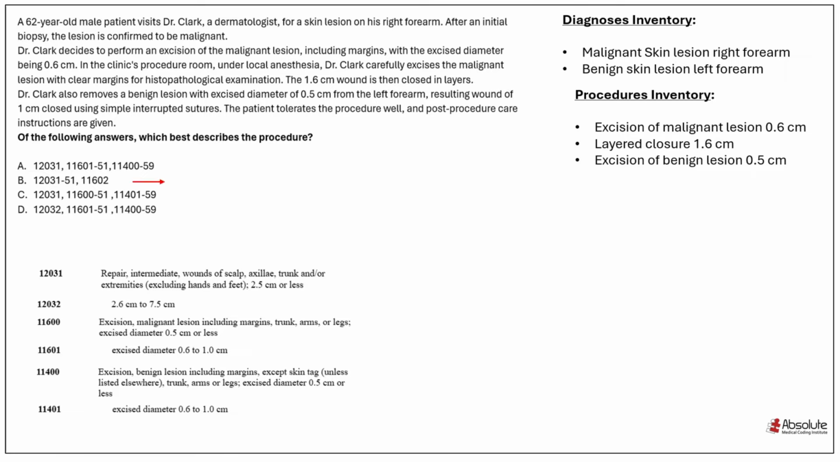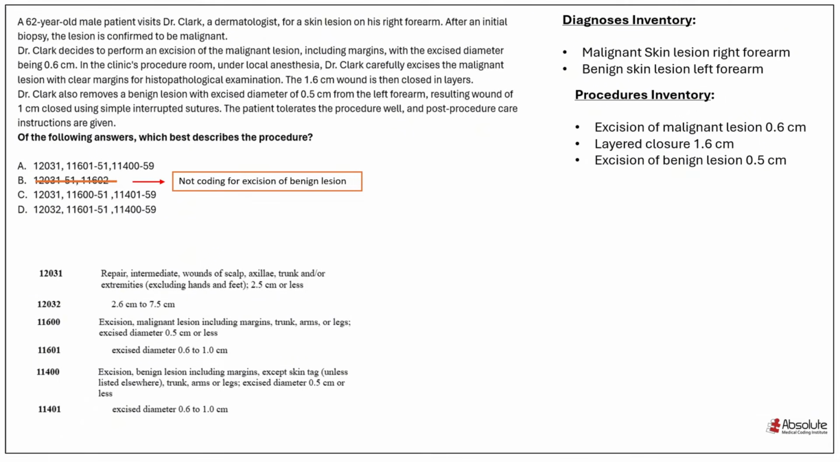So keeping that in mind, I would say option B is incorrect. You know why? Yes, option B is not coding for an excision of benign lesion. And as per the guidelines, we have to code for each lesion excised. And I know that code series starting from 114 is for excision of benign lesion, and option B doesn't have it. So option B is incorrect, right?